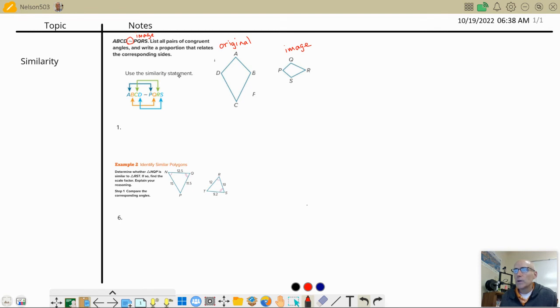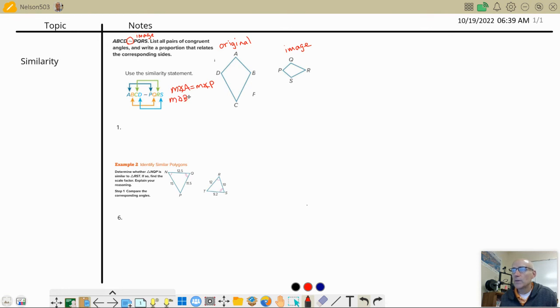So use the similarity statement. What does that mean? Well, it means that angle A is the same exact measure as angle P. So the measure of angle A is equal to the measure of angle P. And this is how the homework starts out. They just want you to match up first letter with first letter over here, second letter with second letter over here, third with third, fourth letter with fourth letter. Okay, so I'll go through and put a couple more down.